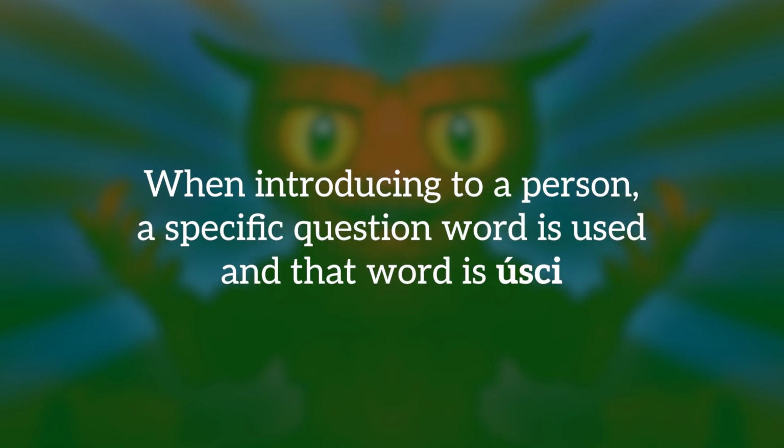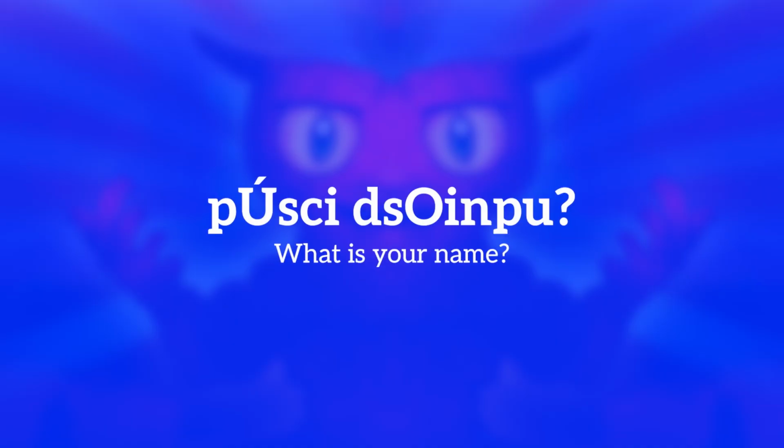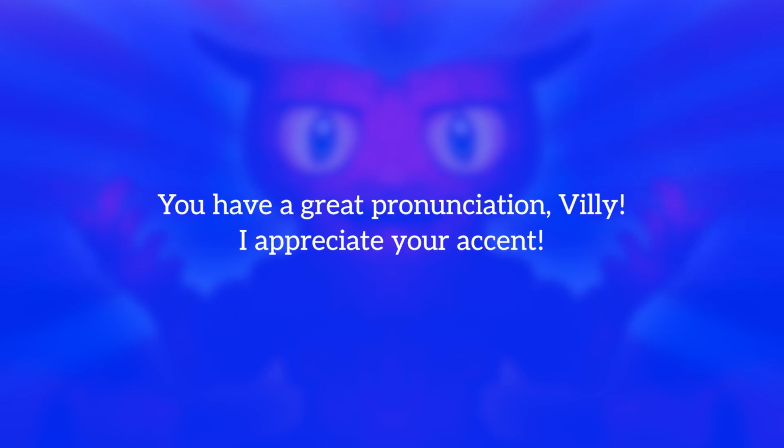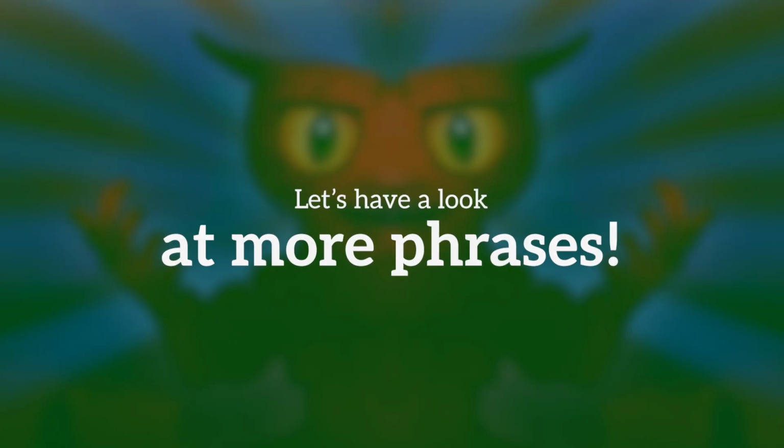When introducing yourself to a person, we use the question Pustsi Dzoinpu, and a person saying the name would say Vsut Nikt Soinpu, which is my name. Your name might be different. Oh, that's fine. I like how you said it in Epsognian. Okay, that's pretty much it for my conlang.